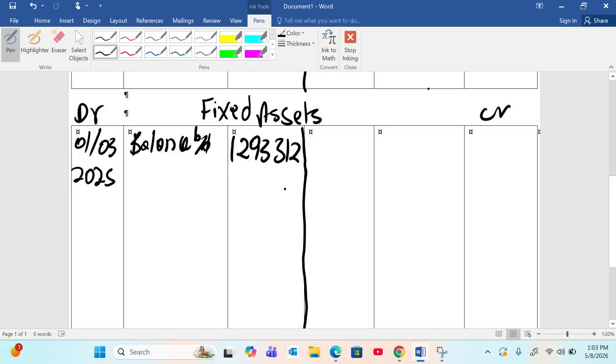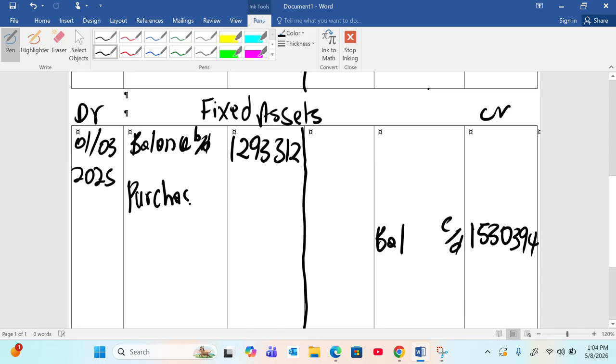As you can see, we're already given the balance carried down. How much is the balance carried down? The closing balance. It is carried down on the credit side first. The closing balance is 1,530,394. So we have purchased an asset. If we're purchasing an asset, our assets are increasing. So we have an asset that we've purchased. Do we have the amount? That is the amount that we are trying to calculate.